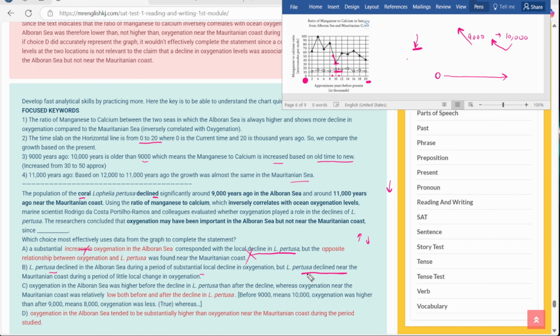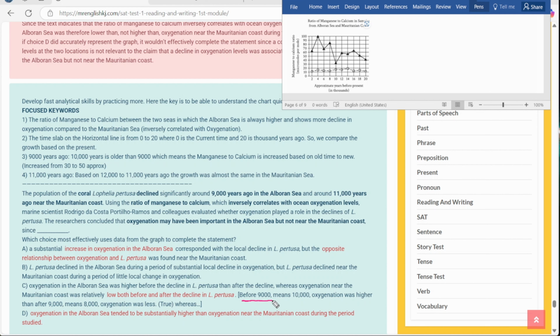But Albertusa declined near the Mauritian coast during a period of little local change. Obviously it was a change because you can see there is not much difference here. Magnesium and calcium rise. So that's why oxygenation fell. Okay. Oxygenation in Alboran Sea was higher before the decline of Albertusa and after the decline, whereas oxygenation near the Mauritian coast was low. Well, this is correct.